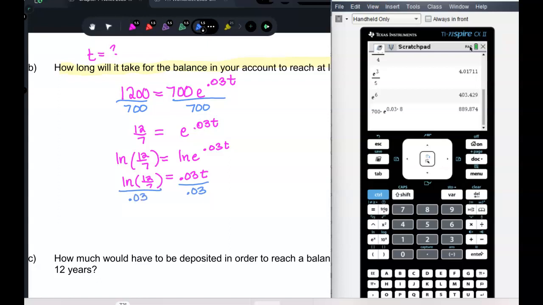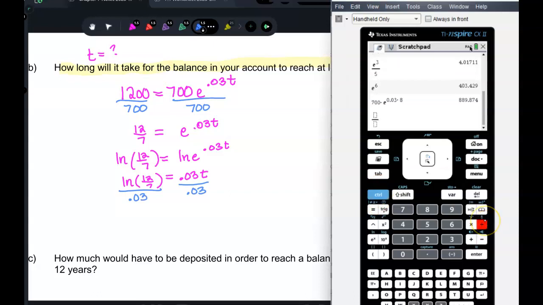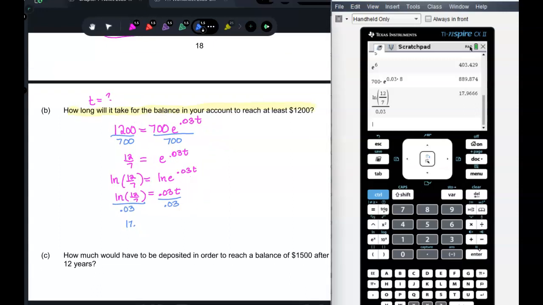Now I'm going to guess this is going to take a pretty long time, because if it took 8 years to reach 889, you got 18 years. Whew. That's a long time to make that much money. So is this a good investment at 3%? No, you only get $1,200. Now, if you're talking millions of dollars, maybe 3% is not bad.